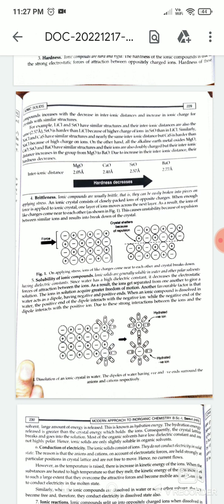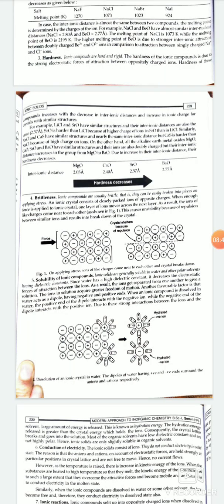Similarly, NaCl and CaS have similar structures and nearly the same interionic distances, but CaS is harder than NaCl because of high charge on ions. On the other hand, all the alkaline earth metal oxides MgO, CaO, SrO and BaO have similar structures and their ions are doubly charged, but their interionic distance increases in the group from MgO to BaO. Due to the increase in their interionic distance, their hardness decreases.